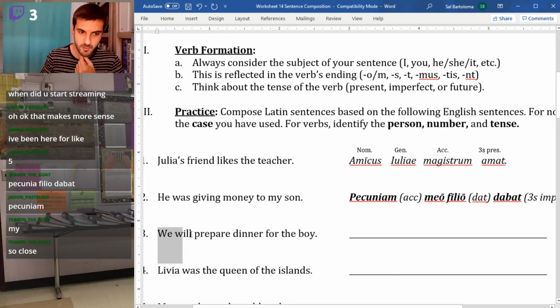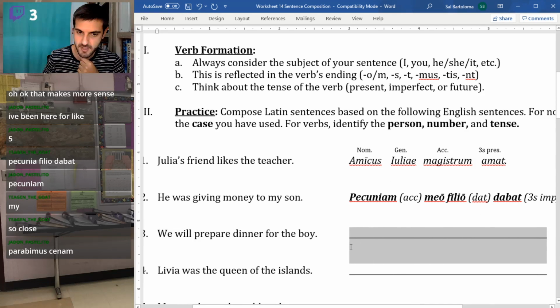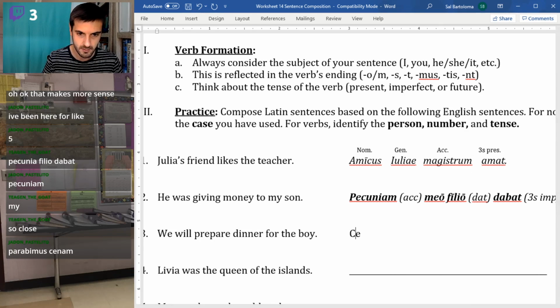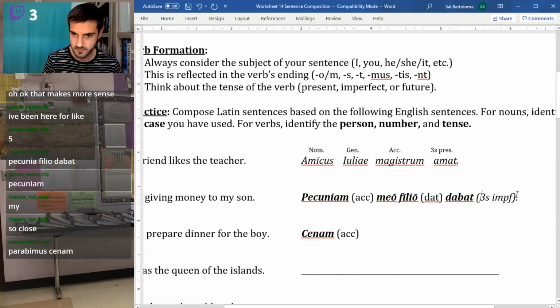So think about the verb here. We will prepare. Parabimus. Excellent. Jaden, I like it. I'm going to save that verb for the end if that's okay. Cenam, right, which is my direct object. Got it. And parabimus is a good looking verb. I like that. Just going to do a little formatting here while you guys are thinking about your answers.